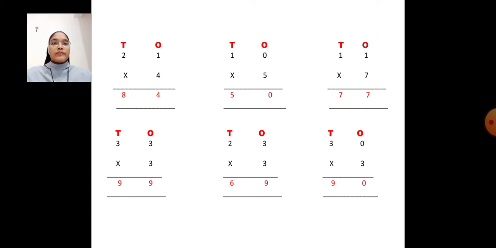Hope you understood. Dear students, this exercise you have to write down in your pair notebook and learn it.